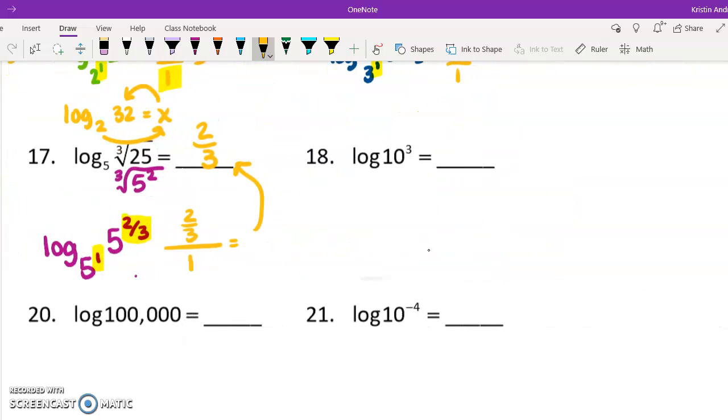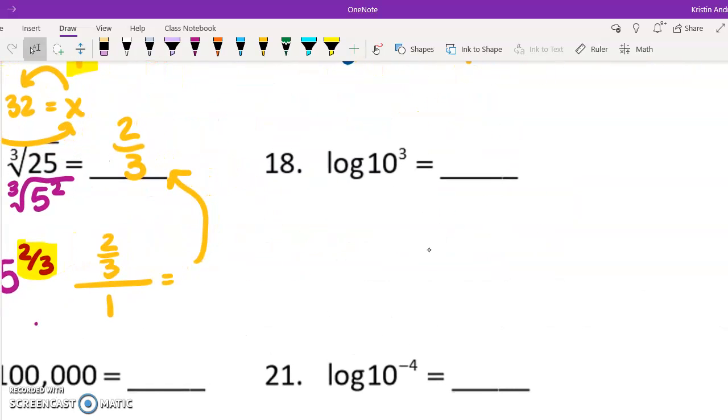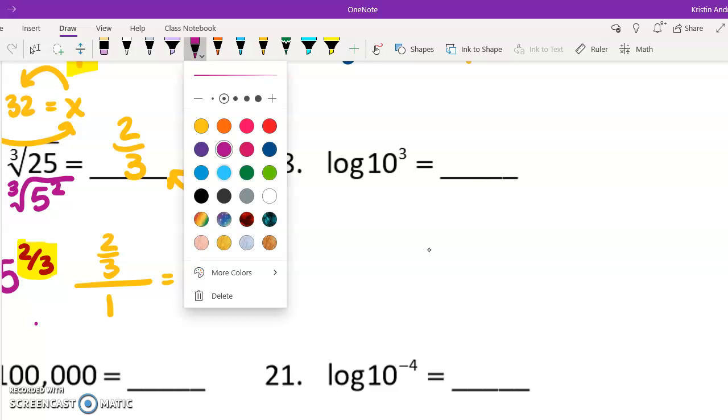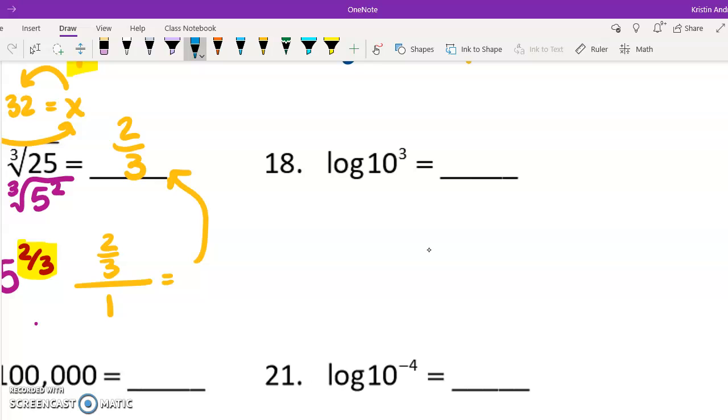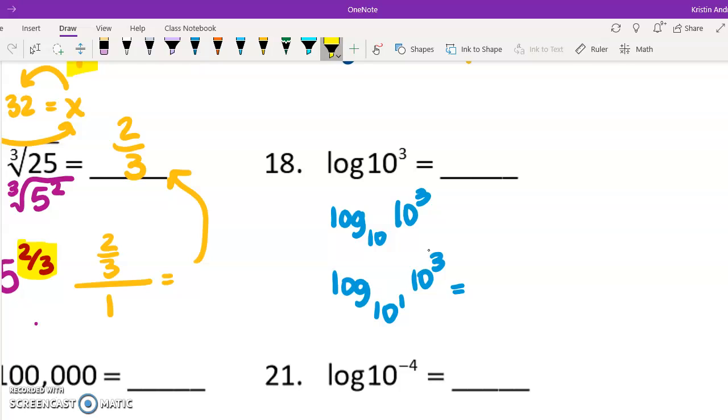All right, for 18, there's no number down here. What is the number of the base if they don't give you a number down here and they write the word log? Do you remember? It is a 10. That's called the common log. Log base 10 of 10 cubed. Do these have the same base? Yes, they're both base 10. So this is 10 to the first and 10 to the third, which means I just do 3 divided by 1 equals 3.